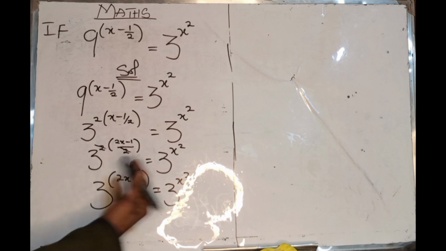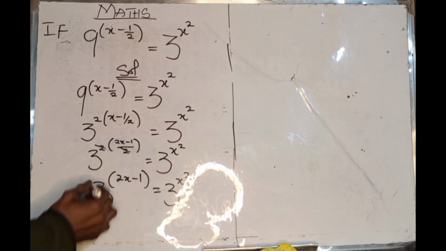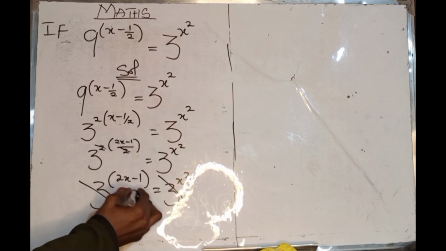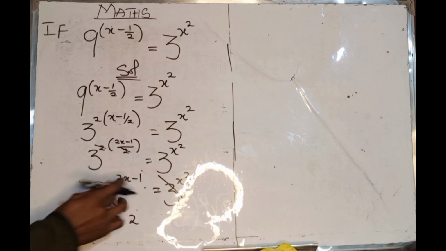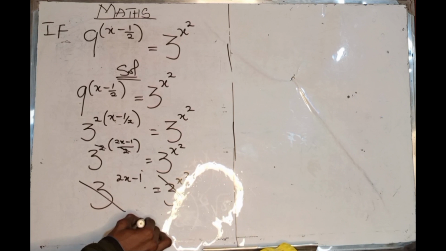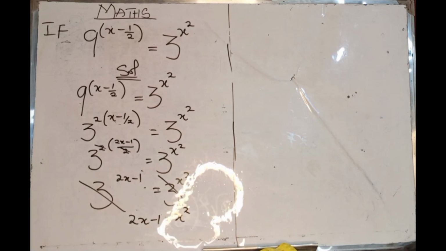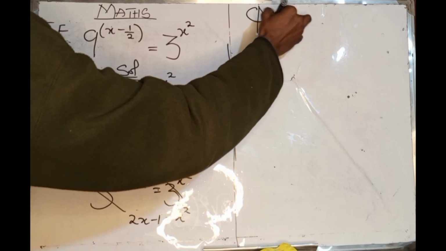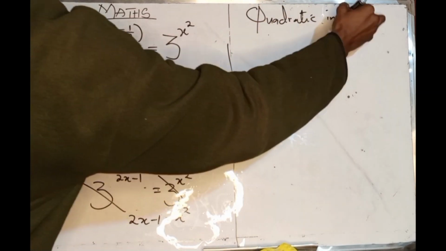So now, by the law of indices, they have the same base, they have the right to cancel, then the powers equate themselves. So just cancel this now, the power comes down to be 2x minus 1, which is equal to x squared, this way. Okay, now you see guys, from this point, it becomes quadratic in nature.